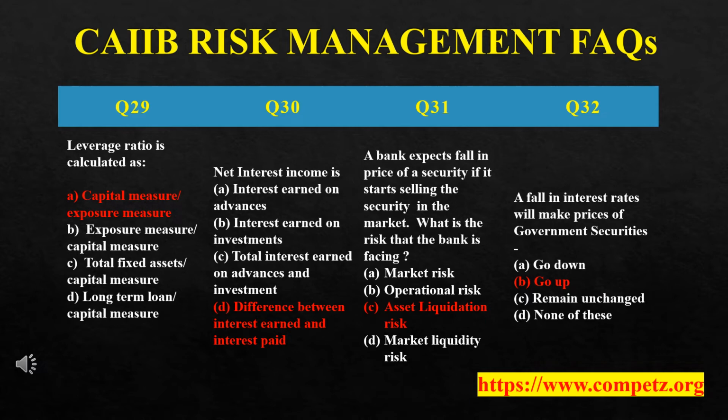I will repeat once again why the answer is 1. Leverage ratio is equal to capital measure divided by exposure measure. What is capital measure? It is the tier 1 capital after all the regulatory adjustments. And what is exposure measure? Exposure measure is on balance sheet exposure and off balance sheet exposure, including the derivative exposures as well as the securities financing transactions. So that's why the answer is capital measure divided by exposure measure.